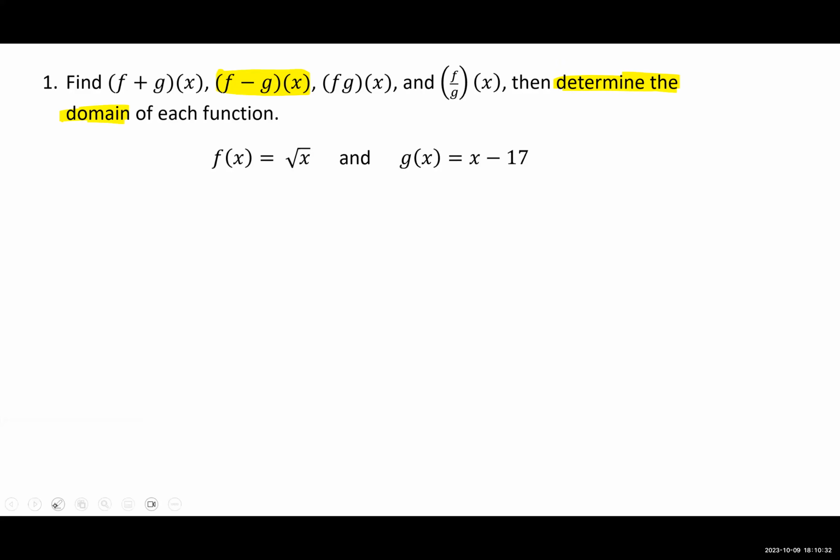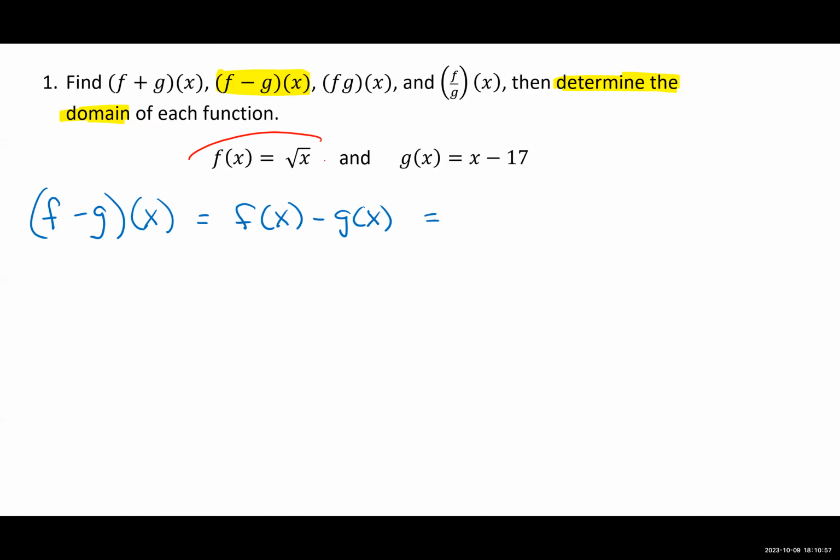All right, so same notation. This is read f minus g of x. And that's going to be f of x minus g of x. All right, we're using the same function for f. That's the square root of x. We're using the same function for g. That's the x minus 17. We're just going to get a different answer than with the first question because we now have a minus between them instead of a plus.